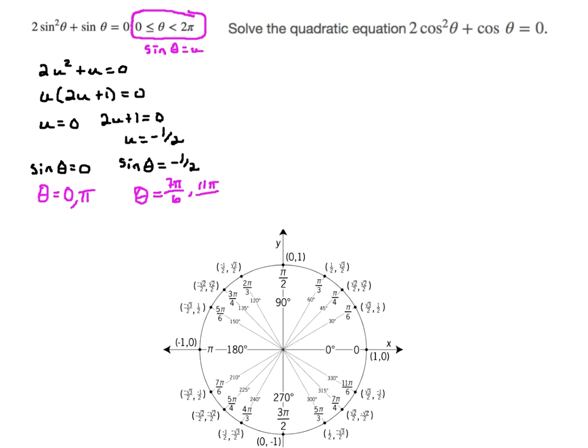And it also happens at 11 pi over 6. Those are my 4 solutions. That's it for that one.